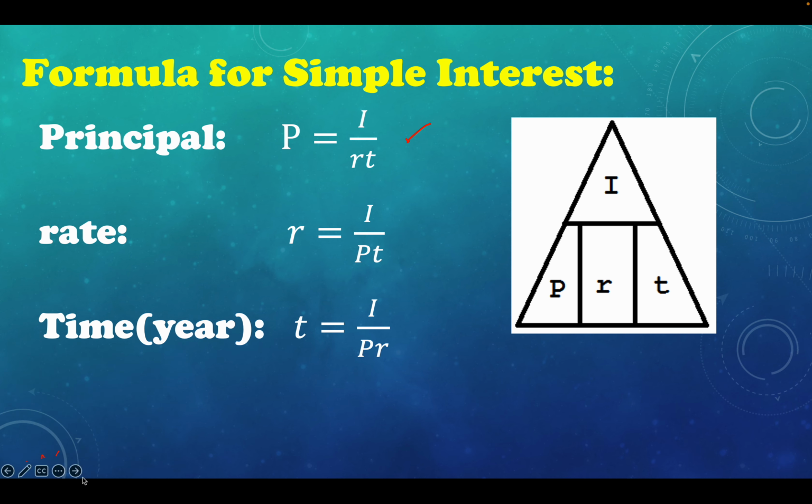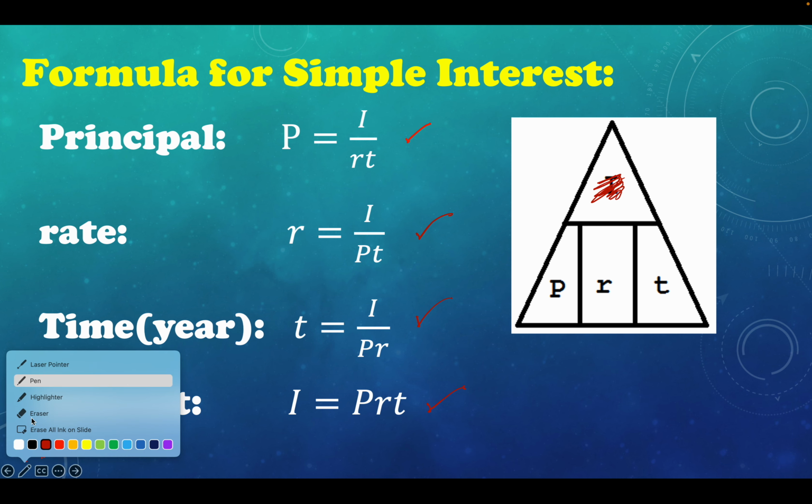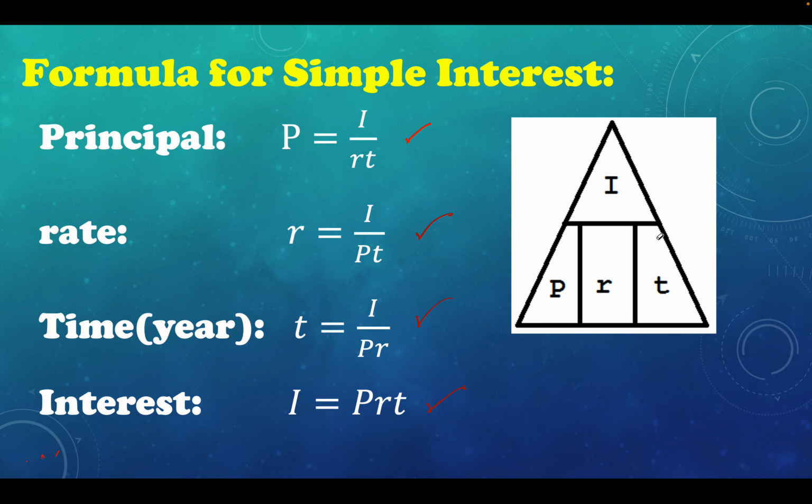so, pagka hinahanap naman yung interest natin, cover mo lang yung I natin, and then yung matitira is PRT, which is principal times the rate times the time. So, that is how you get the formula kung ano ba yung kinukuha natin or what is being asked in our question. So, always remember, kahit di na kayo mag-copy ng formula nyo, just remember this triangle and then you will be able to answer the questions that we have. Okay?